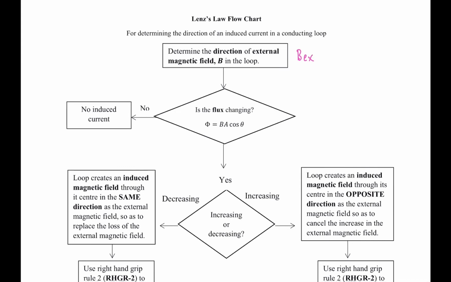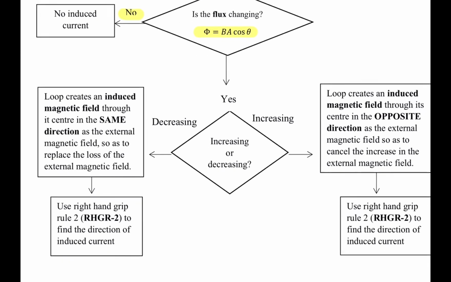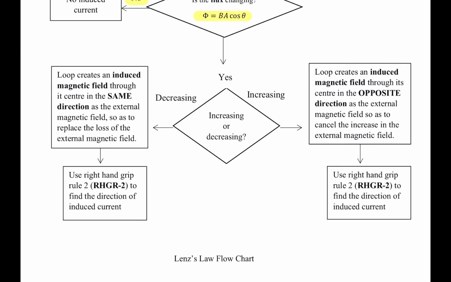Okay, by definition, whether the flux increases or not. Okay, if the answer is no, when there's no change in magnetic flux, it has been sitting there for a long time and the flux stays the same, it means that there's no induced current. Okay, next, if it's yes, then you've got to check whether it's increasing or decreasing.